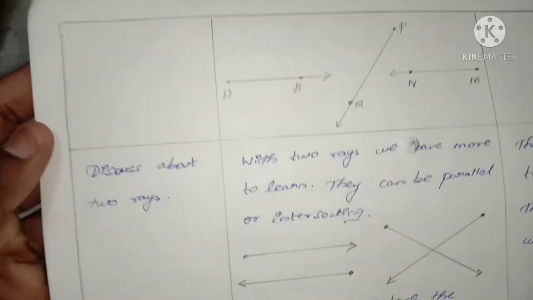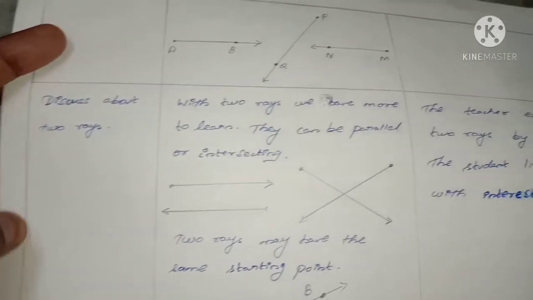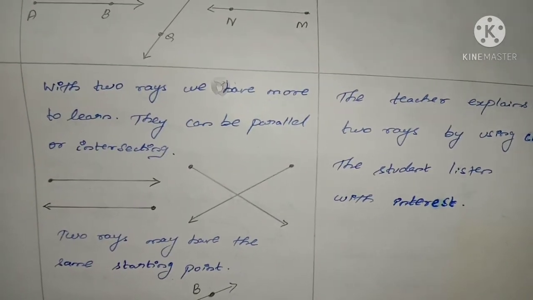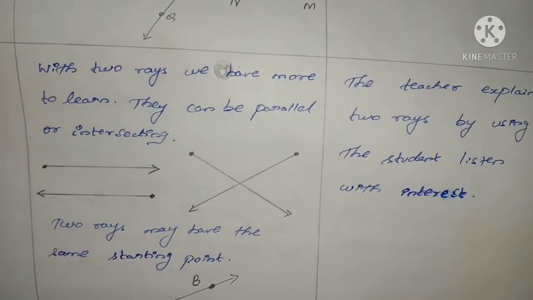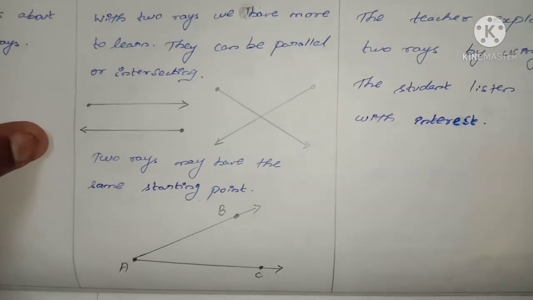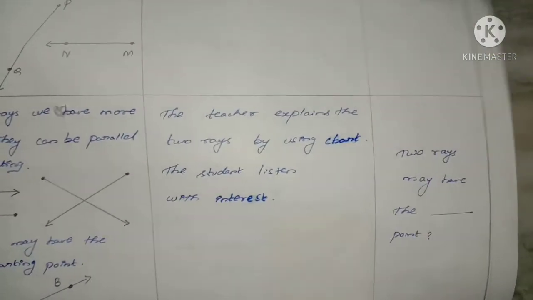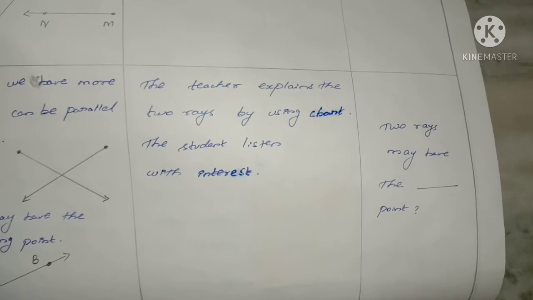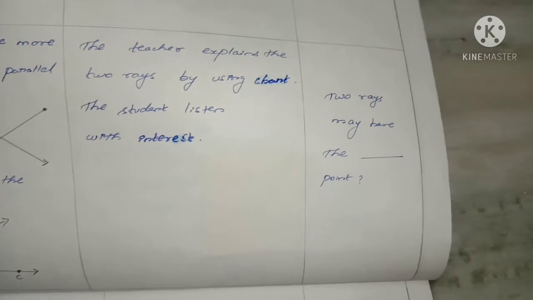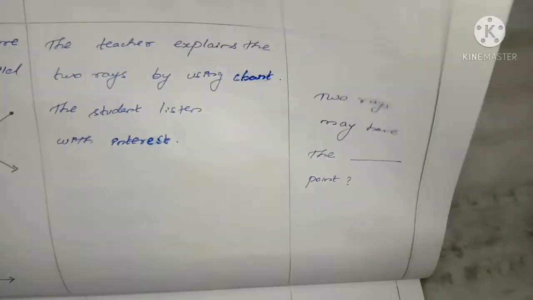In the next row, discuss about two rays. In the next box, with the two rays, we have more to learn. They can be parallel or intersecting. Then draw the figure. Two rays may have the same starting point. Then draw the figure. In the next box, the teacher explains two rays by using chart. The students listen with interest. At last box, two rays may have the dash point question mark.